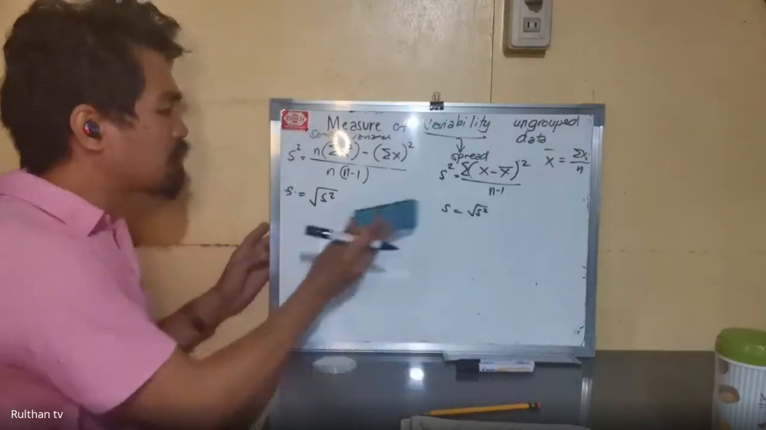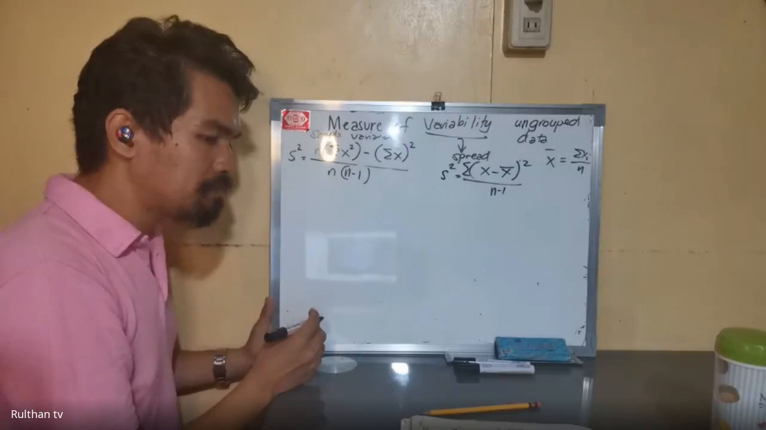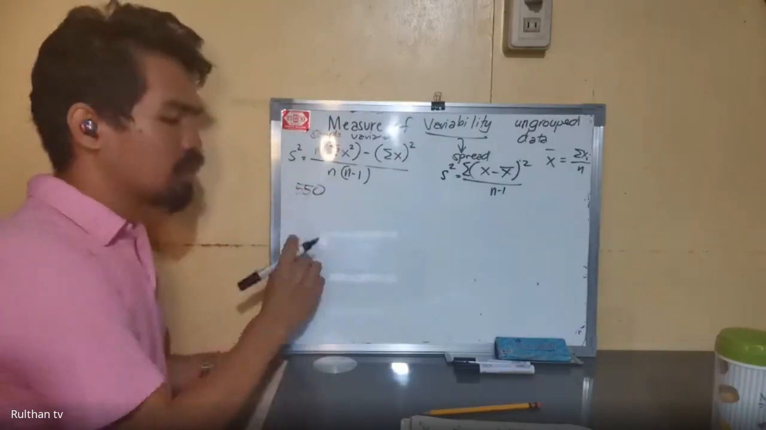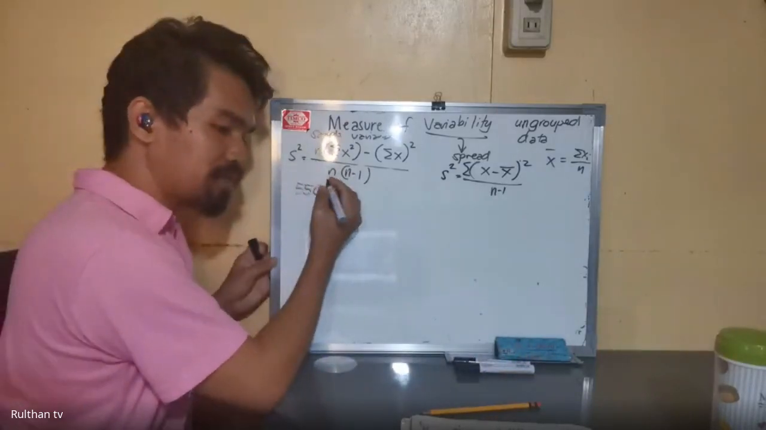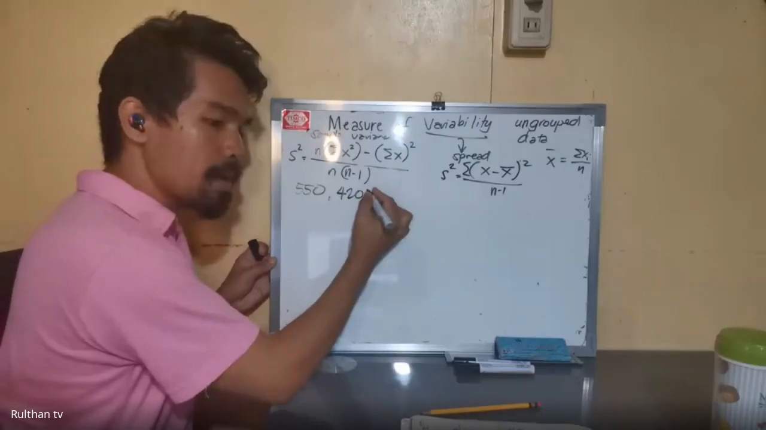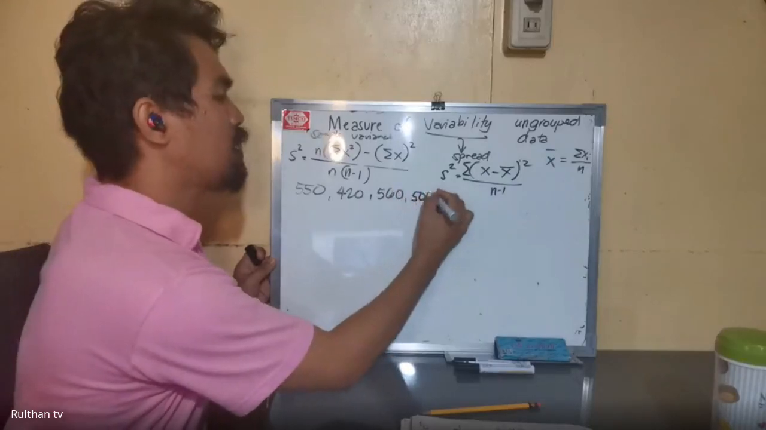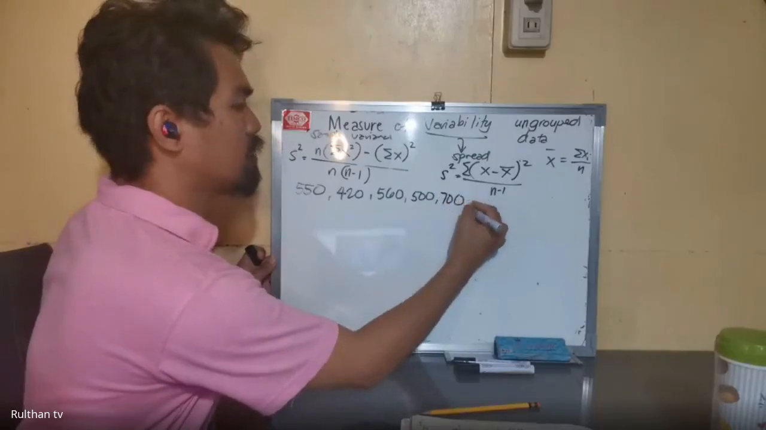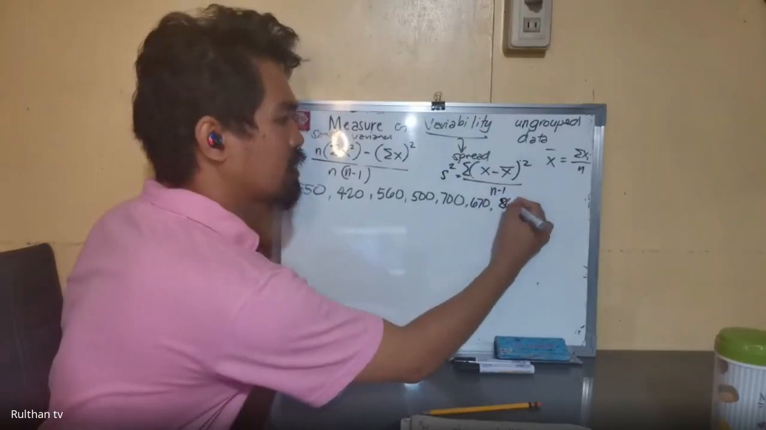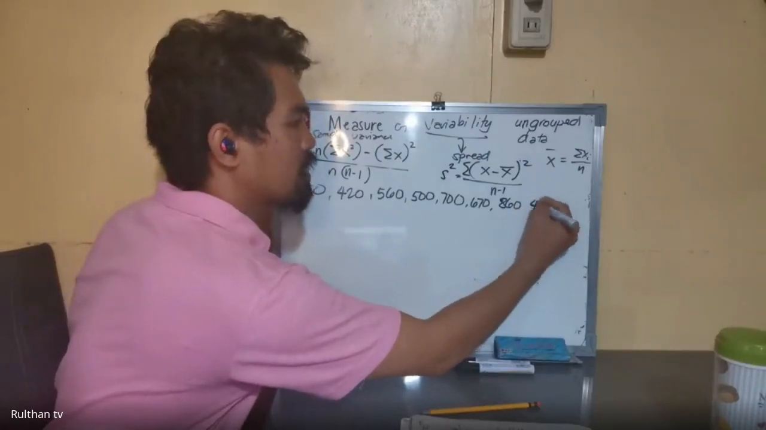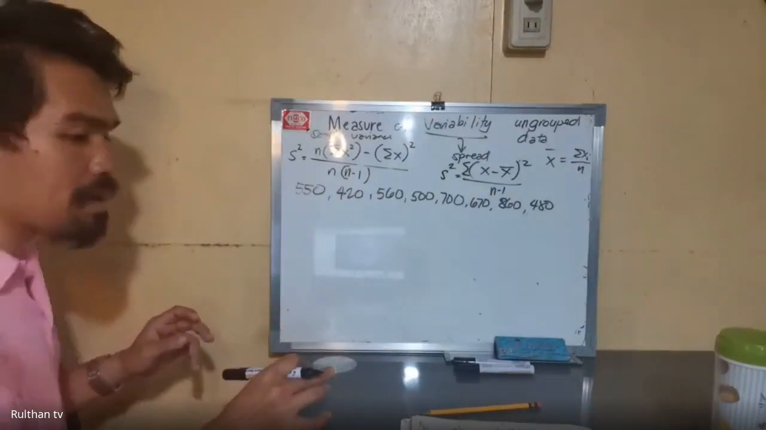Let me erase this first. I need a much bigger space. So you have 550, 420, 560, 500, 700, 670, 860, and 480. 1, 2, 3, 4, 5, 6, 7, 8. These are the daily rates of the employees of GMS Incorporated.